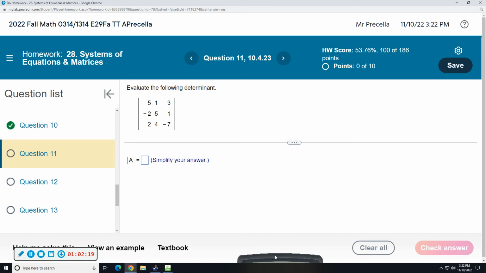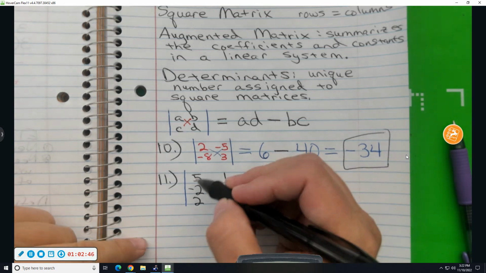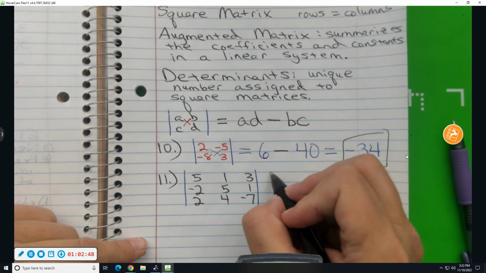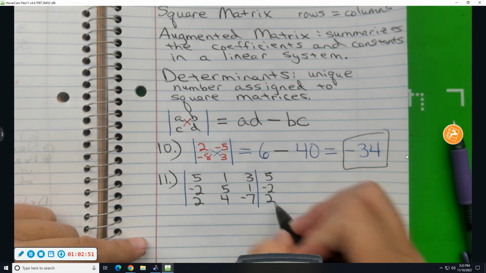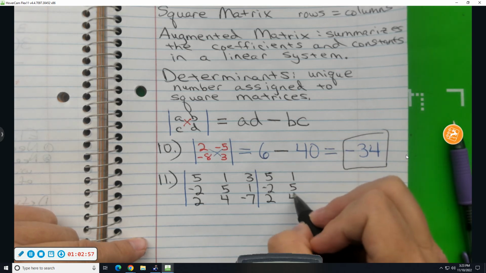Let me make sure I didn't miscopy anything, because if I miscopied one of these numbers, I'm definitely going to get the wrong answer. There it is. And notice, once again, they're using those big absolute value bars to denote the determinant. So my advice to you: start off by recopying the first 2 columns. So that 5, negative 2, 2, I'm writing it. And then 1, 5, 4. Recopy the first 2 columns.